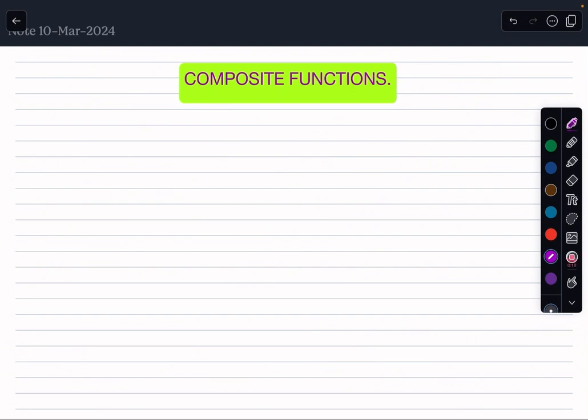The second lesson on functions is about composite functions. Composite functions are the combination of two or more functions. That means when we combine two or more functions, we get a composite function. If I say that the function is f of g of x, then this is a composite function, which means apply g first, followed by f.